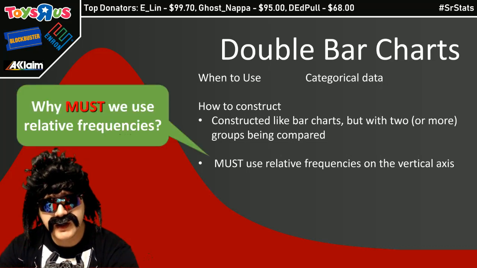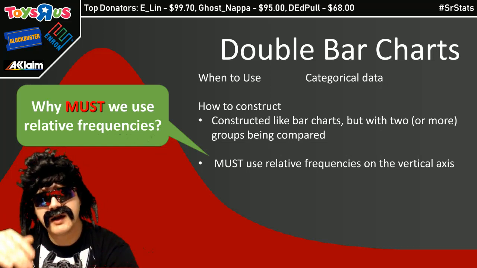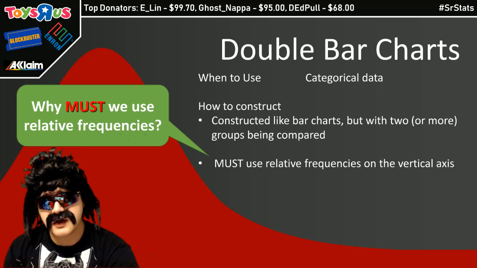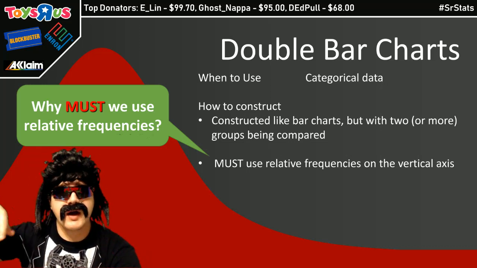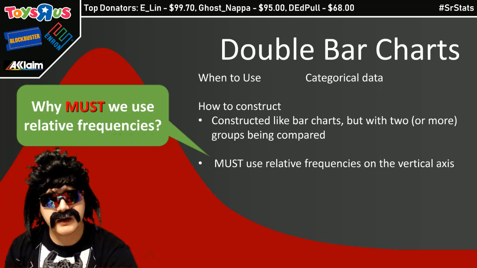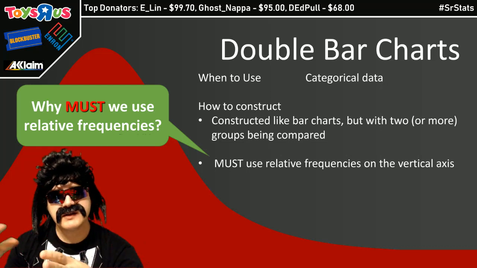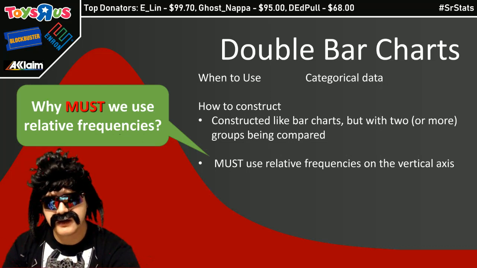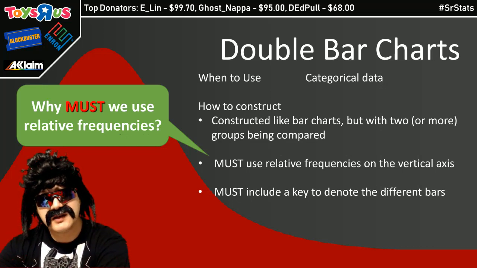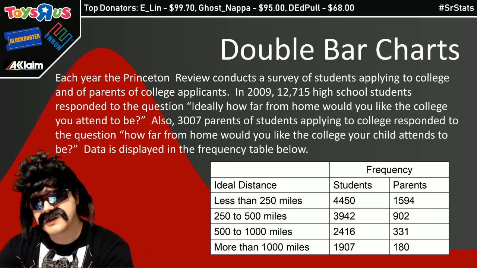Now, the reason you have to use relative frequency is because the things that you're comparing might not have the same total number of things being used. So you might have more actual data from one topic than the other, but you still want to be able to compare how often that occurs based off the data that you did collect. Okay? You also must include a key to denote the different bars. So here's an example.